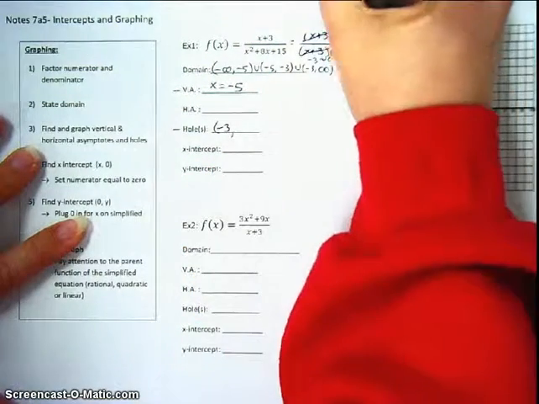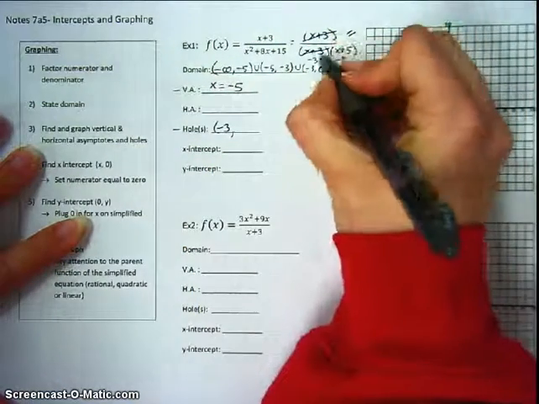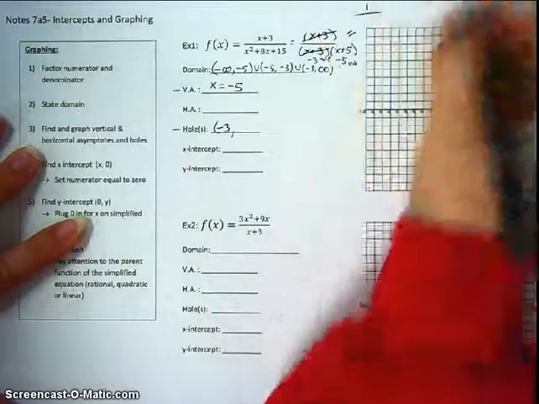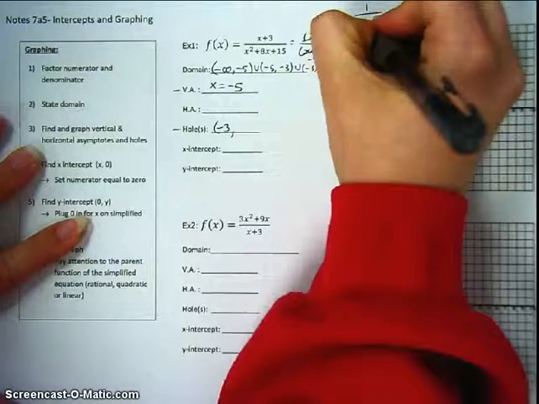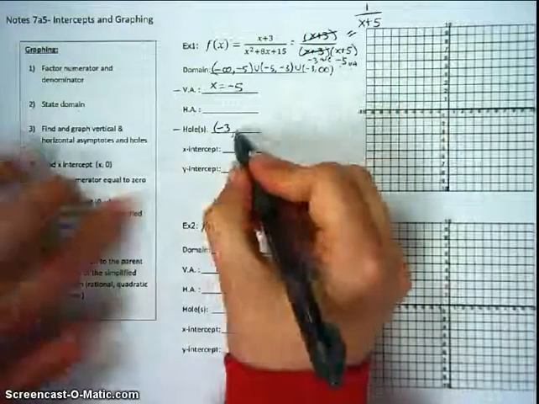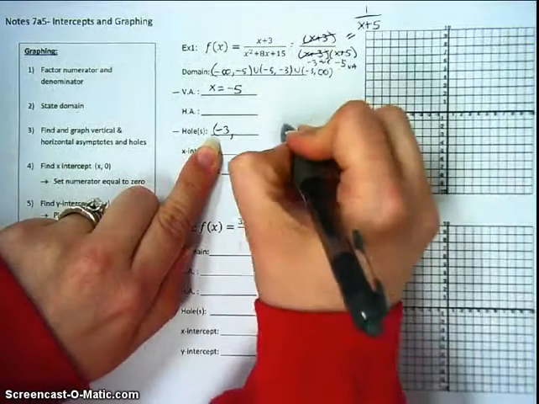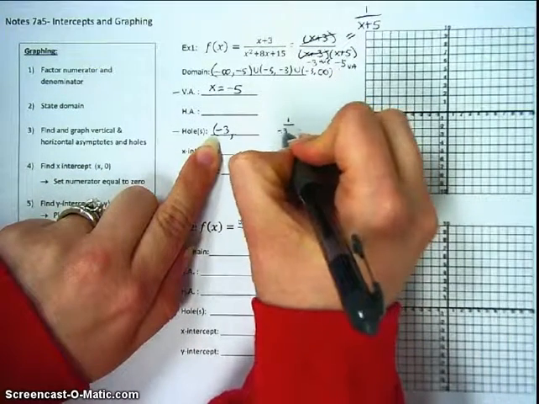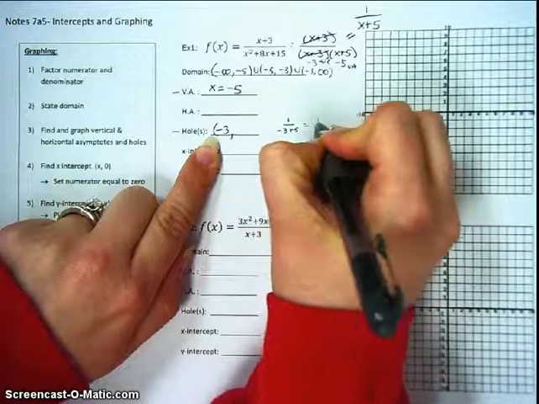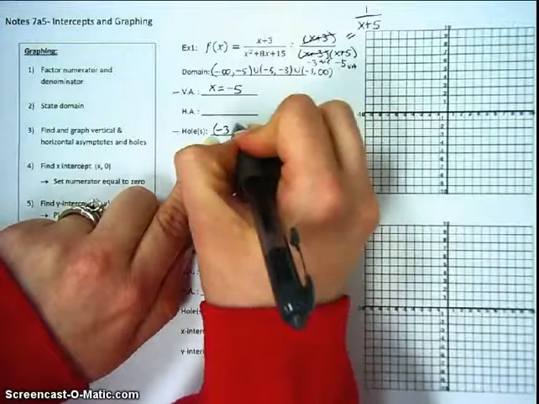I'm going to go ahead and finish my hole. When we look at this, we want to see what's left over. We've canceled everything on the top, so we'll have 1 over, hold its place, x plus 5. So when we find the y value of my hole, remember we plug into the simplified form, so this would be 1 over negative 3 plus 5, which is 1 over 2, so 1/2.